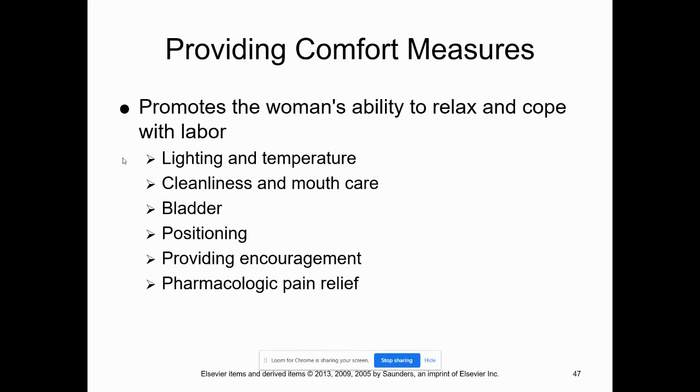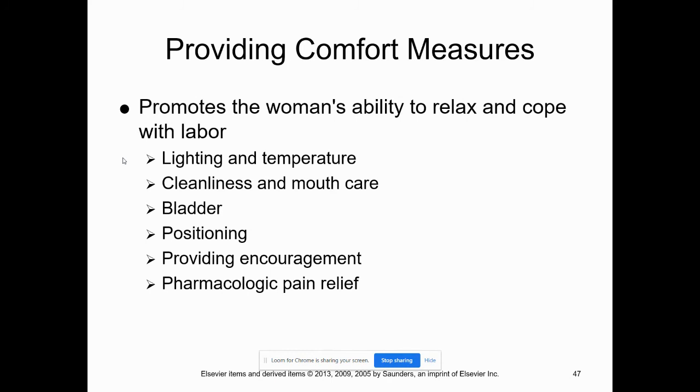Bladder, we don't want her to get uncomfortable. If she has a full bladder, then that's going to cause increased pain because you have a limited amount of space inside that woman's body, and so when you have this big heavy gravid uterus and fetus pressing on a full bladder, that's going to be uncomfortable, but it also is going to impede labor progress because the bladder is just in the way and it's preventing downward passage of the fetus.